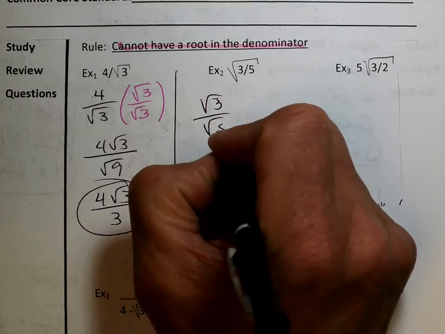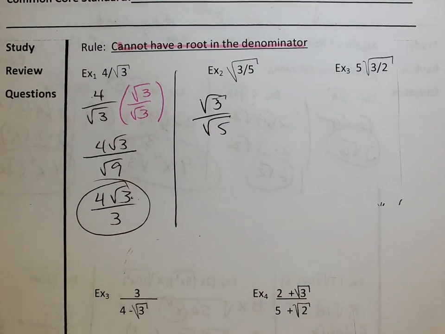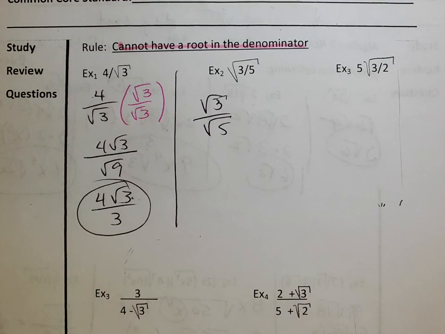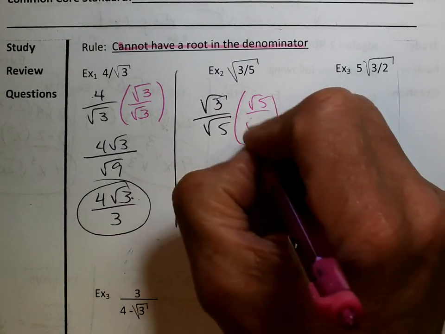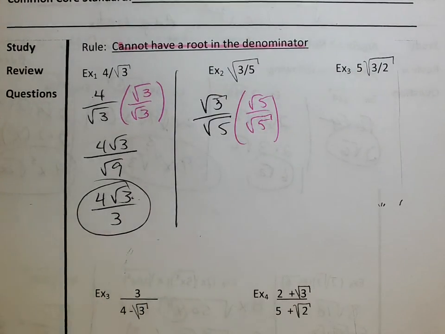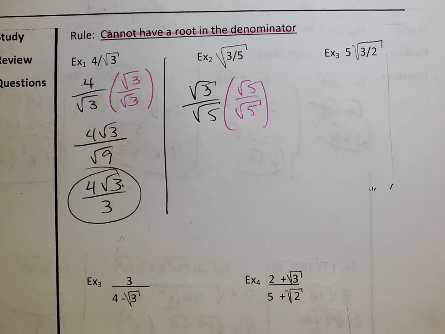Okay, square root of 3, square root of 5, right? Do you agree with that? Fix the problem with the problem, right? Okay, fix the problem with the problem. Square root of 5, square root of 5, right? Wait a second. I will.